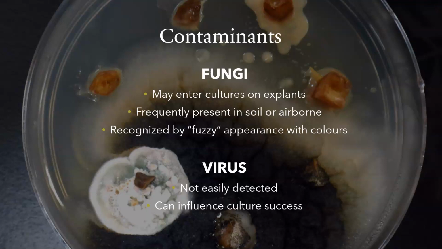Fungi may enter cultures on explants as plant pathogens. They are frequently present in soil, or spores may be airborne. Fungi may be recognized by their fuzzy appearance and occur in a multitude of colors. Next contaminant is virus. Viruses are extremely small and not easily detected. Thus, plant culture is not necessarily pathogen-free, even if microorganisms are not detected, and viral contaminant can influence culture success.